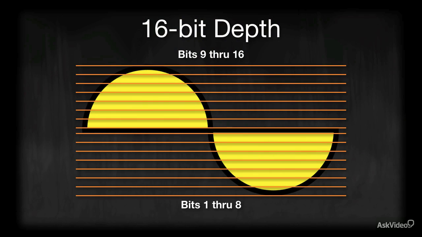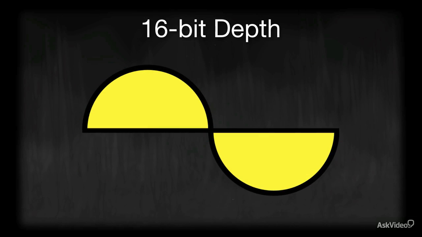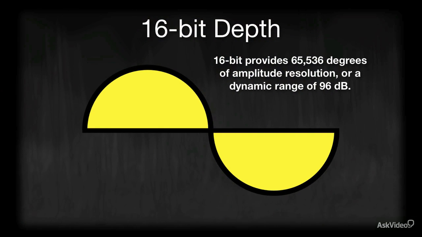So what does a 16-bit depth afford us as far as a dynamic range? There's a couple of different ways to look at it. You can look at it as degrees of resolution, or of amplitude resolution. So a 16-bit depth provides 65,536 degrees of amplitude resolution, or a dynamic range of 96 dB.